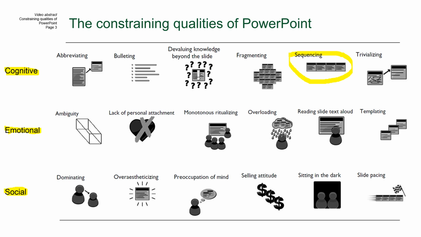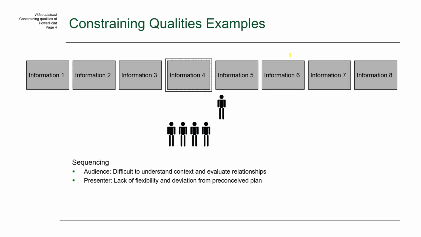For now, I'm going to be focusing on the sequencing aspect of PowerPoint. With sequencing, we are referring to the fact that a presenter has to allocate the knowledge or information across different slides, while the audience only sees one slide at a time. They have to remember what was on slides 1, 2, 3, and connect it to what they see right now, which is very hard, so it's difficult for the audience to understand context and to evaluate relationships. At the same time, the presenter has a lack of flexibility and a lack of deviation from the preconceived plan. So here you can see with one example what a constraining quality looks like.